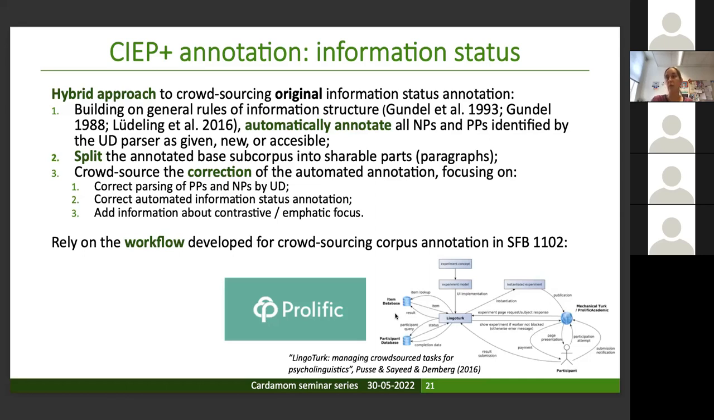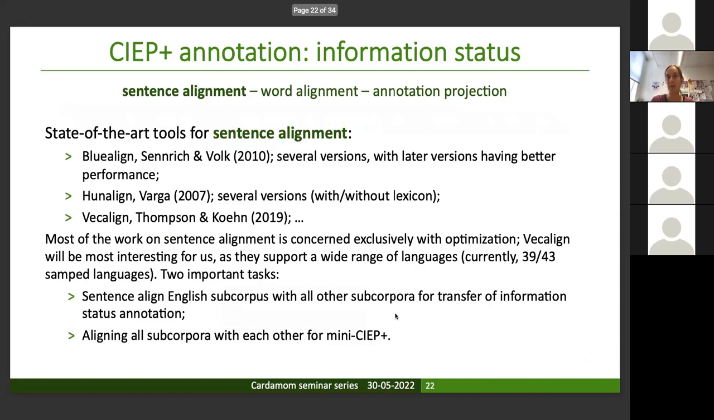And for the crowdsourcing, we have quite a bit of experience within the SFB 1102, where people have done crowdsourcing for annotation before. So we will build on that. At least we have some experience within the bigger context of the project.